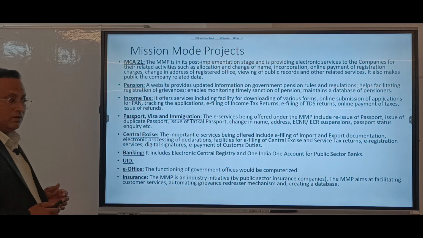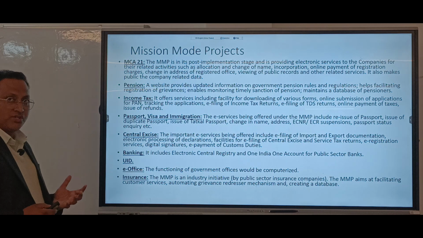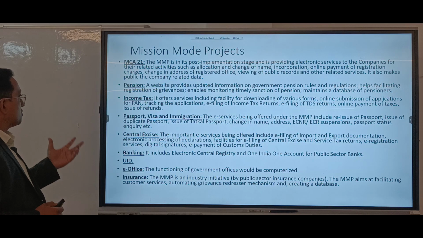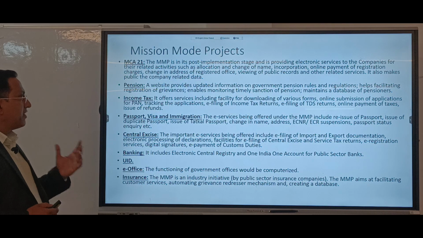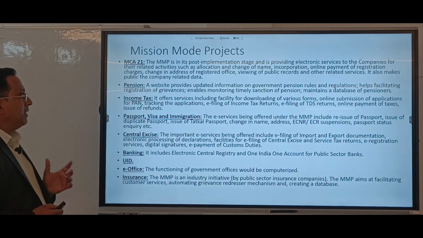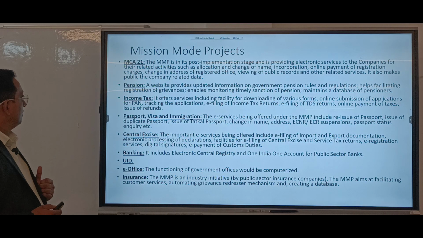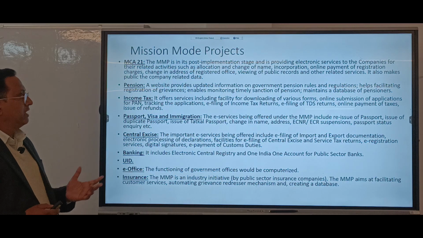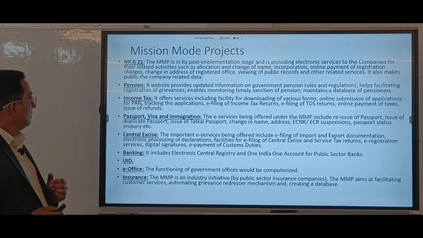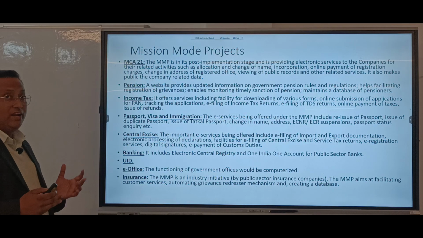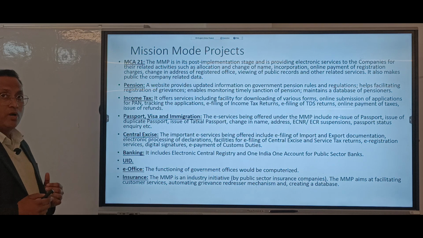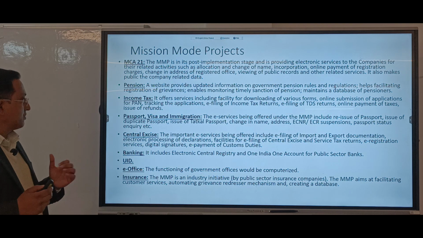For the pension, a website provides updated information on government pension rules and regulations, helps facilitate registration of grievances, enables monitoring of timely sanction of pension, and maintains a database of pensioners. Income tax service includes facility for downloading of various forms, online submission of applications for the PAN card, tracking the applications, e-filing of the income tax returns, TDS returns, the taxes, issues of funds, etc.